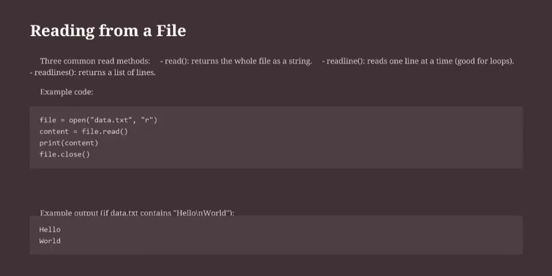Now let's learn how to read data from files. Python provides three common methods. Number one, read. Number two, readline. Number three, readlines. Let's understand them one by one. Number one, read method. The read method reads the complete file content. For example, here you can see the entire file is returned as a single string.